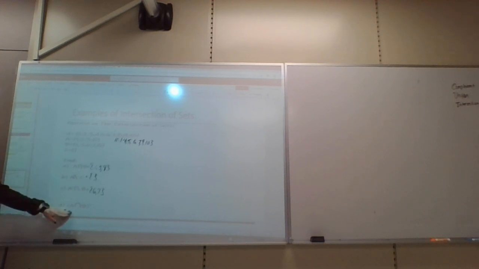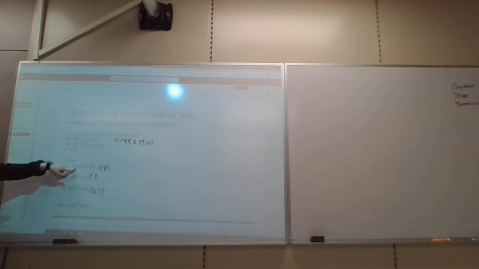Okay. Looking at D, we have parentheses. We need to find out the complement of A intersect B. Well, we just happen to have that. We have A intersect B. So what is in the universe that's not in A intersect B?